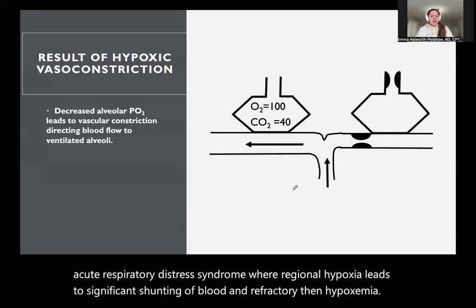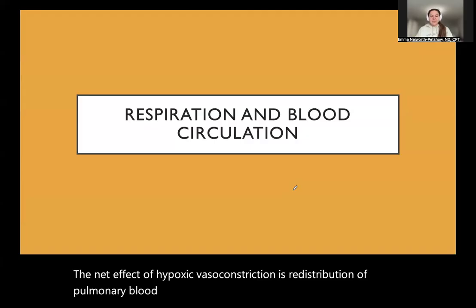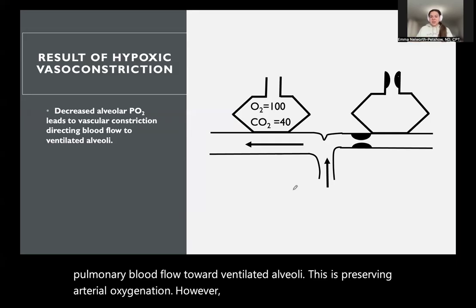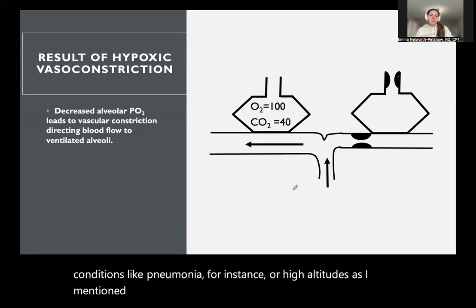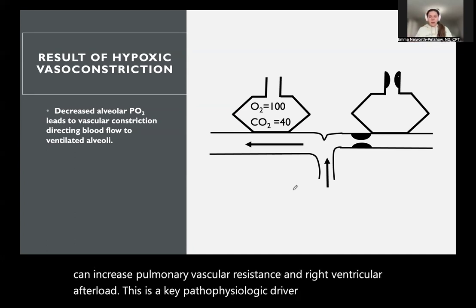The net effect of hypoxic vasoconstriction is redistribution of pulmonary blood flow toward ventilated alveoli. This is preserving arterial oxygenation. However, when hypoxia is diffuse, in conditions like pneumonia, for instance, or high altitudes, as I mentioned, this adaptive mechanism becomes maladaptive. This can increase pulmonary vascular resistance and right ventricular afterload. This is a key pathophysiologic driver of conditions like cor pulmonale.